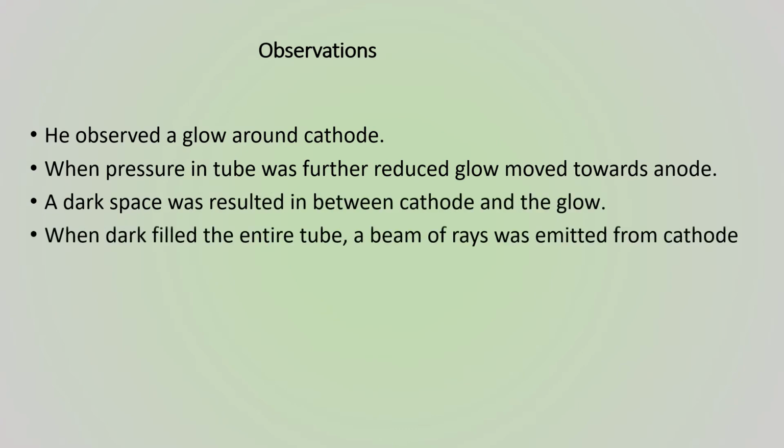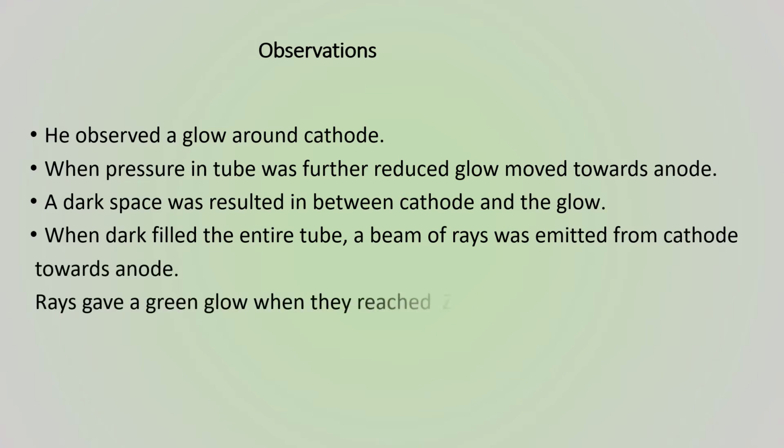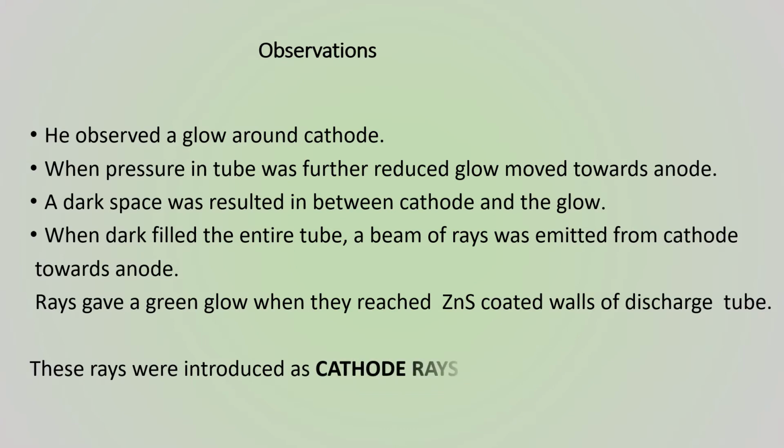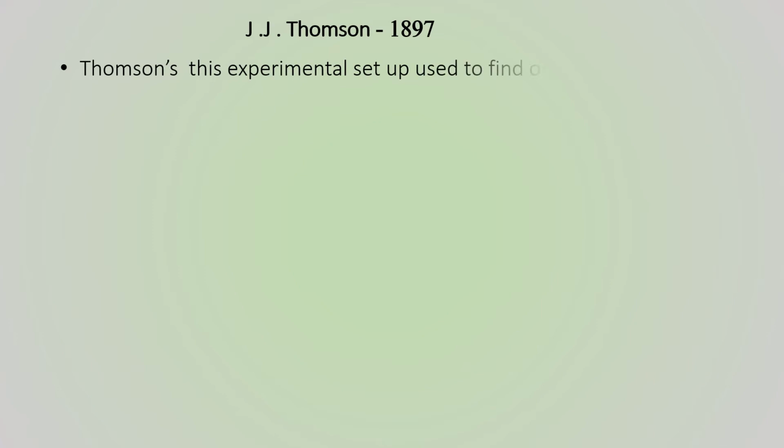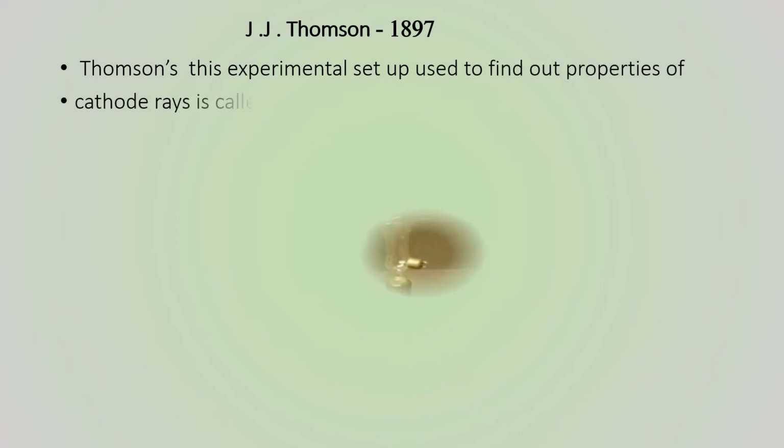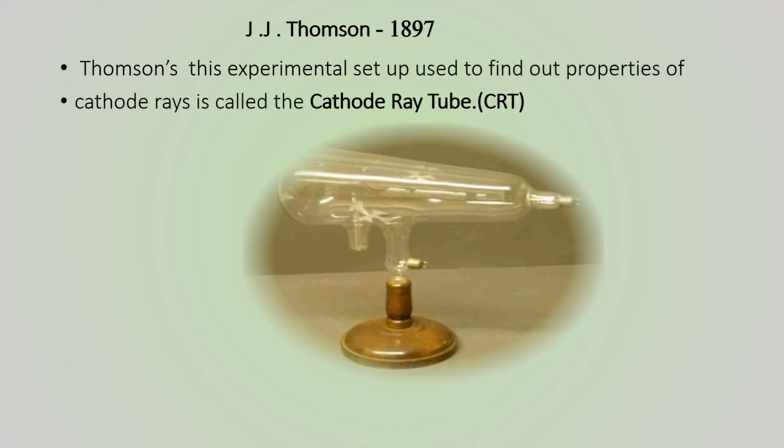When the dark space filled the entire tube, a beam of rays was emitted from the cathode. The rays gave a green glow when they reached the zinc sulfide coated walls of the discharge tube. These rays were called cathode rays. J.J. Thomson did experiments on cathode rays. The experimental setup is called a cathode ray tube.